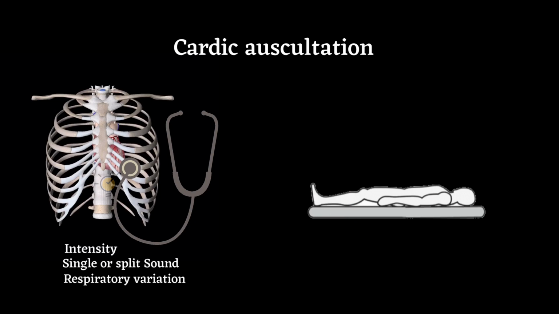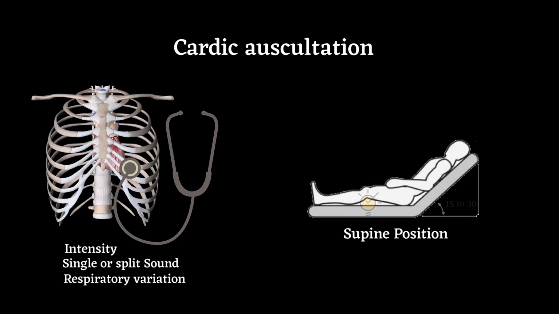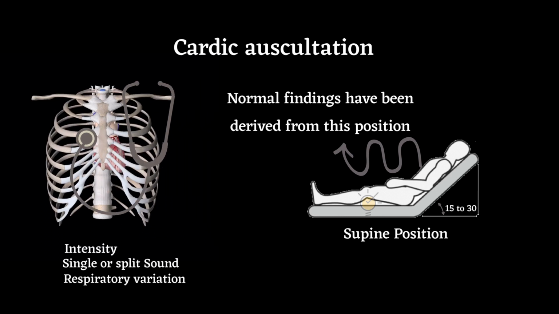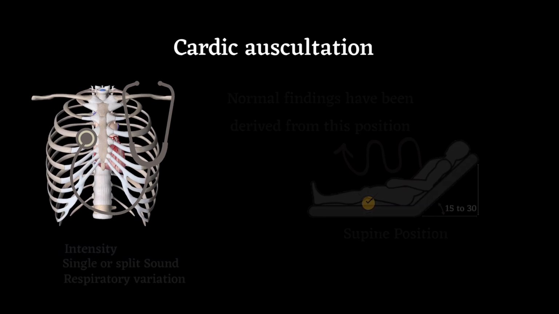Initially, auscultation should be conducted with the patient in the supine position, the head of the bed raised 15 to 30 degrees, and the diaphragm of the stethoscope pressed firmly against the chest wall. Normal findings have been derived from this position. All other positions are considered maneuvers to further identify cardiac pathology. Auscultation should proceed in a systematic fashion from either apex to base or vice versa.